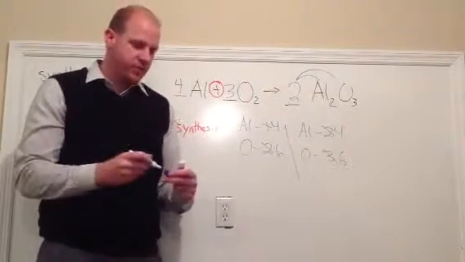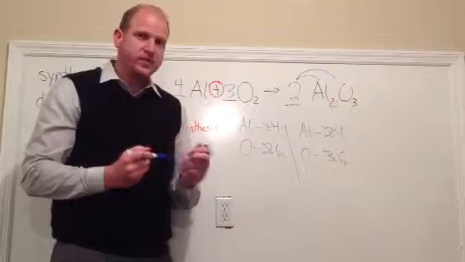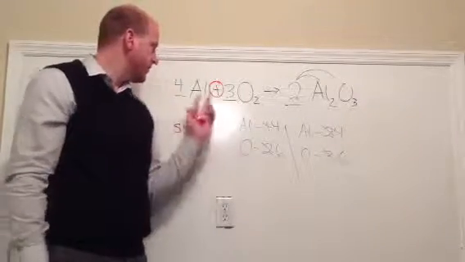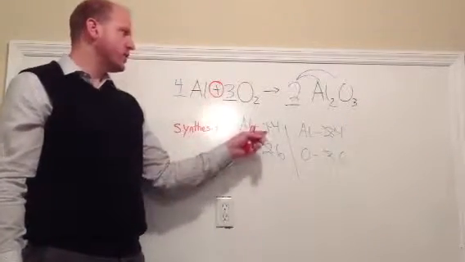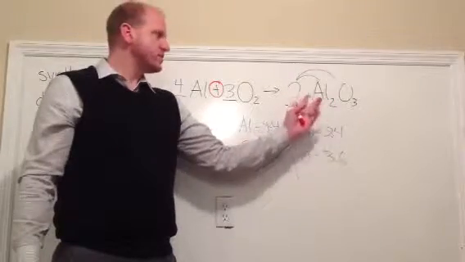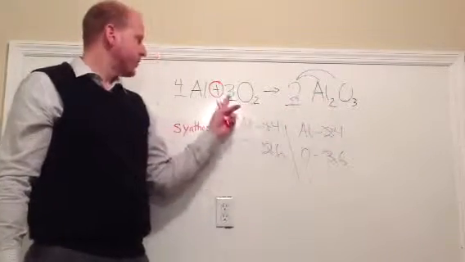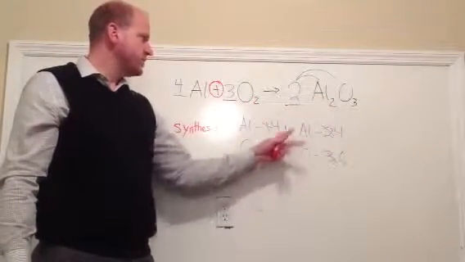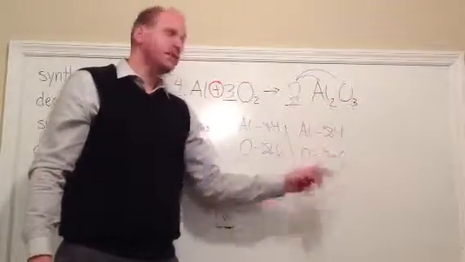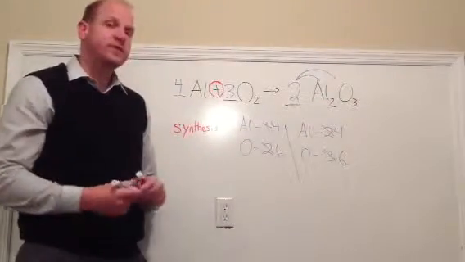Once again, a very simple equation, but we always want to double check to make sure that we didn't overlook something. So 4 times 1 gives me 4 aluminum. 2 times 2 gives me 4 aluminum. 3 times 2 gives me 6 oxygen. 2 times 3 gives me 6 oxygen. This equation is balanced.